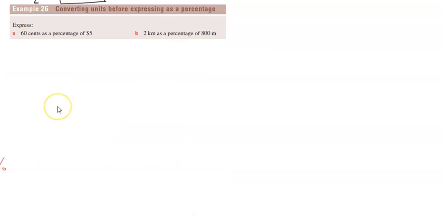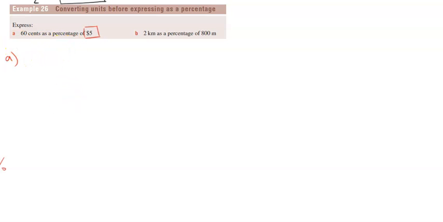We're now going to convert units, and these units are unique ones, and I'll show you why. The first one, we're going to express 60 cents as a percentage of $5. So for instance, say you saw a certain thing in the shop and it cost $5. And you said, oh, I've got 60 cents. What is that as a percentage? How much percentage-wise have I saved up so far?